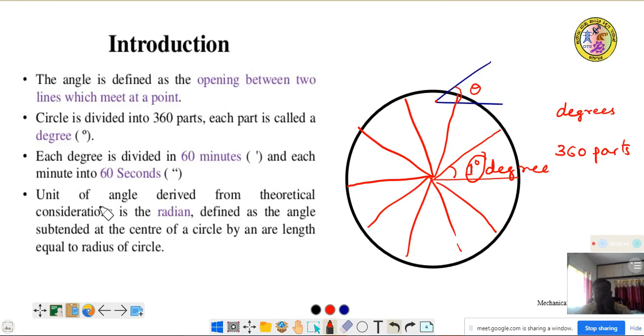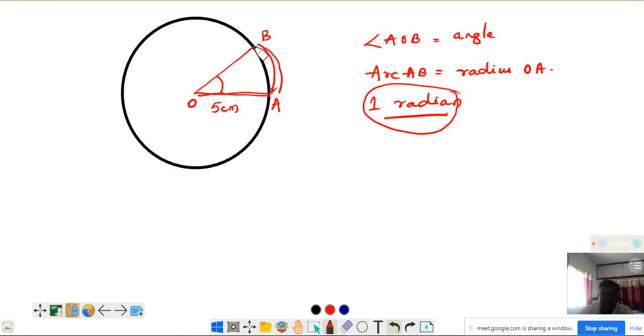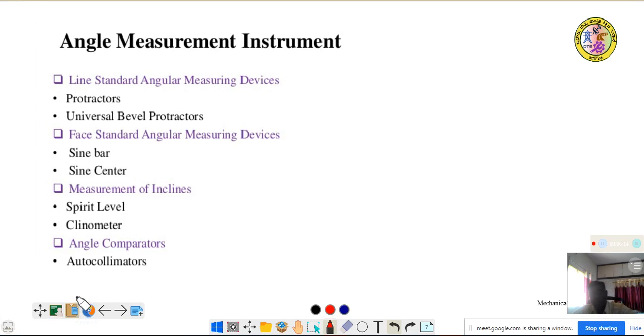So the unit of angle derived from theoretical consideration is the radian. A radian is defined as the angle subtended at the center of a circle by an arc length equal to the radius of the circle. So radian means, if the length of the arc becomes equal to OA, then it is called 1 radian.